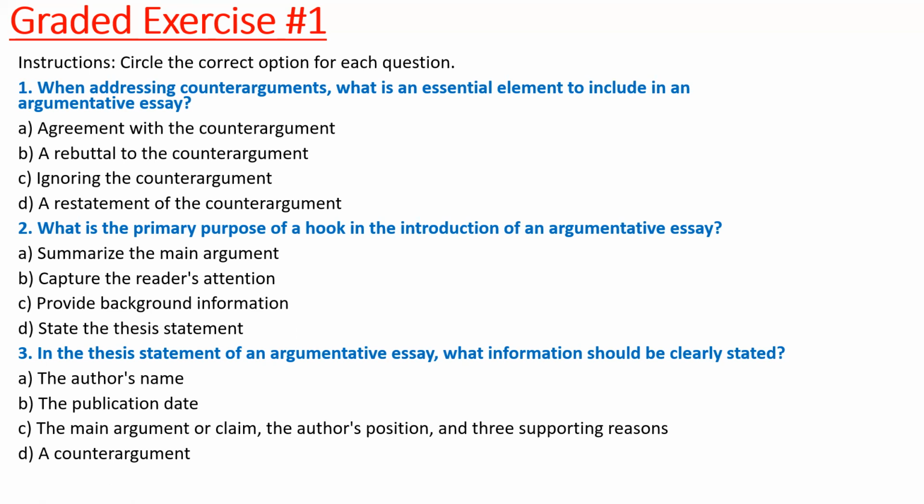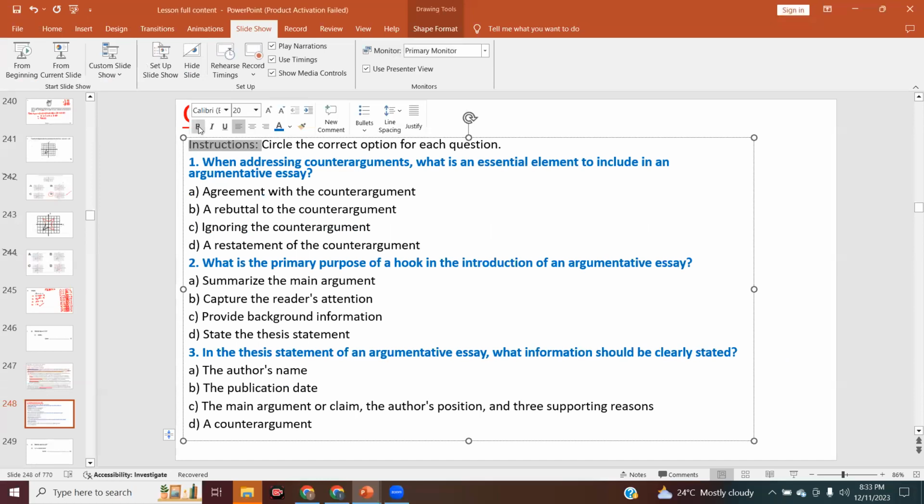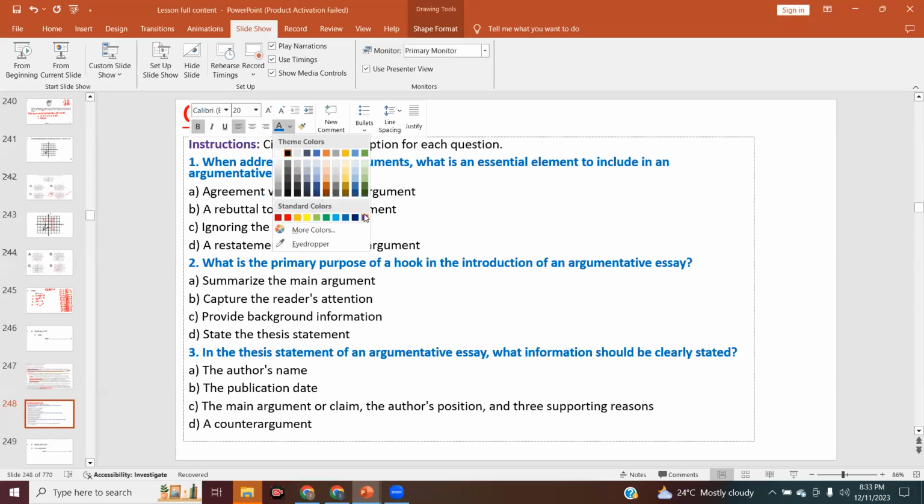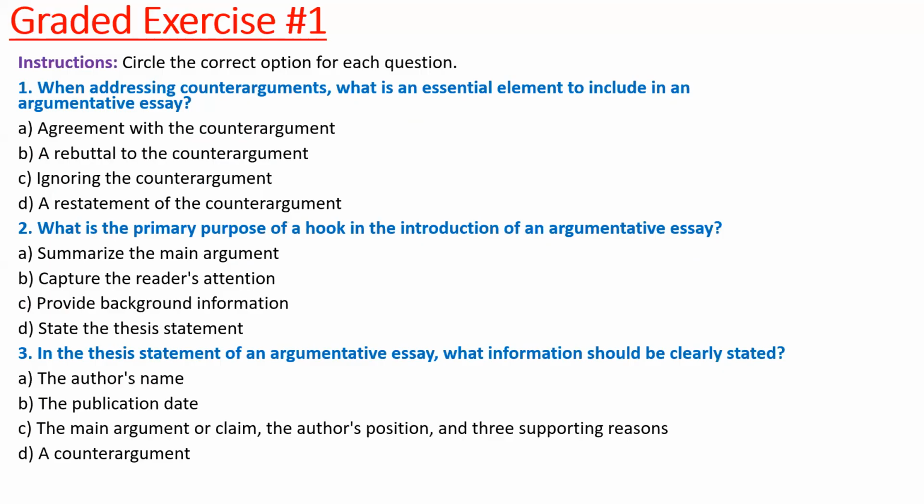Number two, what is the primary purpose of a hook in the introduction of an argumentative essay? Is it to summarize the main argument, capture the reader's attention, provide background information, or state the thesis statement? Number three, in the thesis statement of an argumentative essay, what information should be clearly stated? A, the author's name, B, the publication date, C, the main argument or claims, the author's position, and supporting reasons, or D, a counter argument. Please write this down and circle the correct option. Write down the questions as well as the options. And please do it quickly so that we can wrap this up.